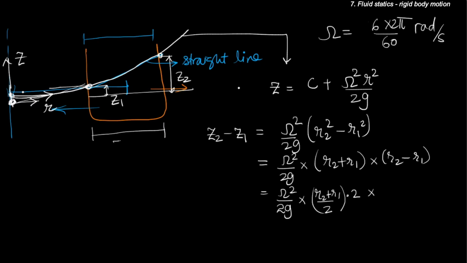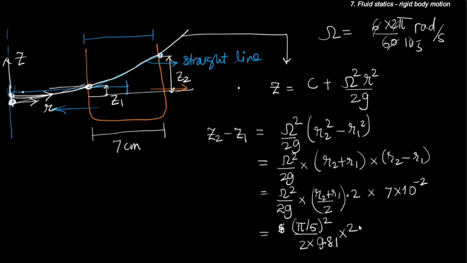The distance in the radius is 7 centimeter. This will be 7 times 10 to the power minus 2. Okay, and this is the mean distance, which is going to be 5.8. So this is essentially pi by 5 radian per second. So this is pi upon 5 square upon 2 times 9.81 times 2 times 5.8 times 7 times 10 to the power minus 2 meter.